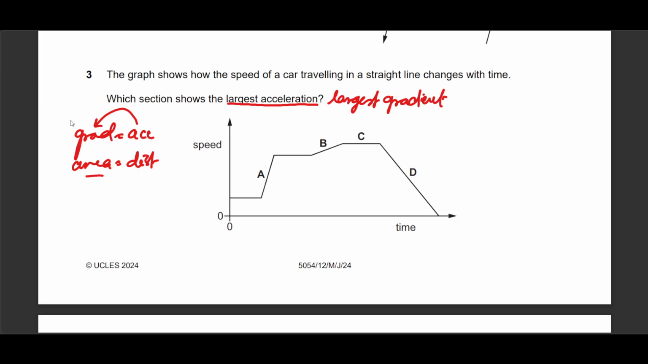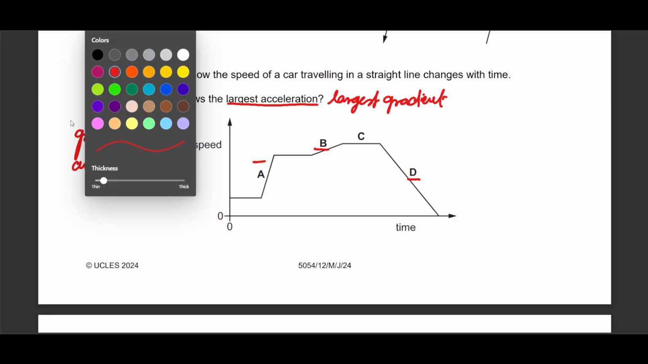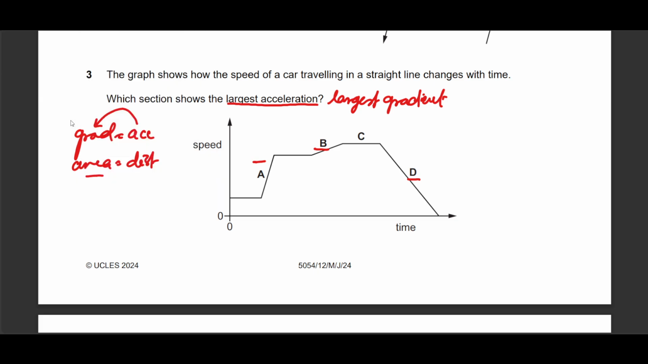So first, let's identify where the sloping regions do exist. There is a region A, there's a region B, and there is a region D, where we can see that there is a slope. There is a slanting of the line. So which section shows the largest gradient, largest slope? Although D covers a longer period of time, it looks lengthy, right? But we can see that the maximum steepness exists in section A. So option A will be the right answer for this question.